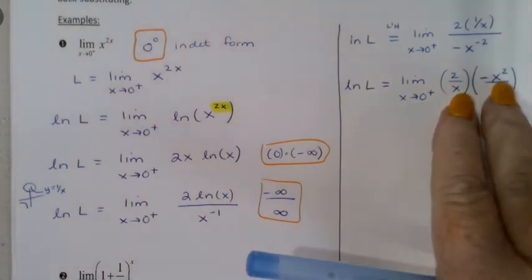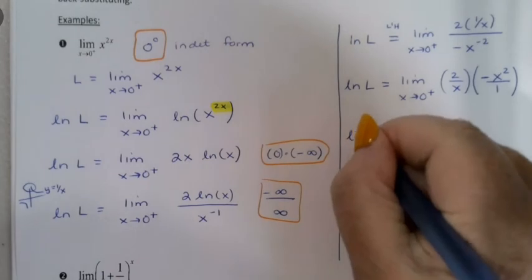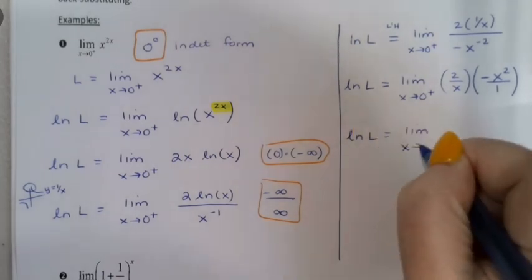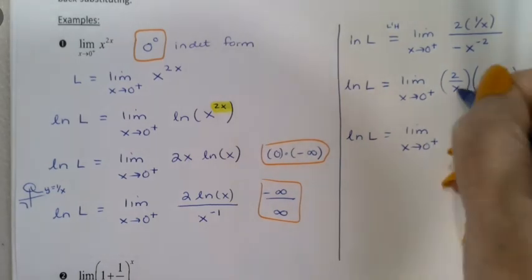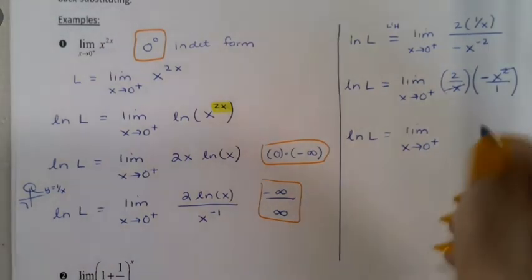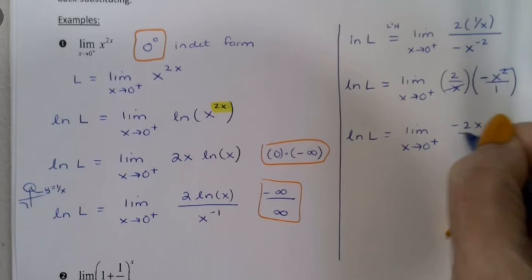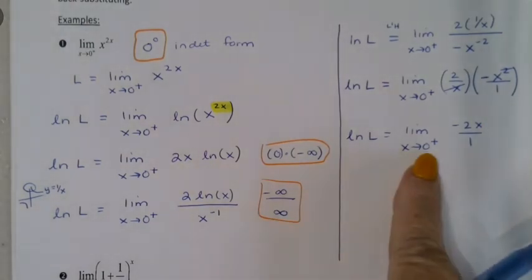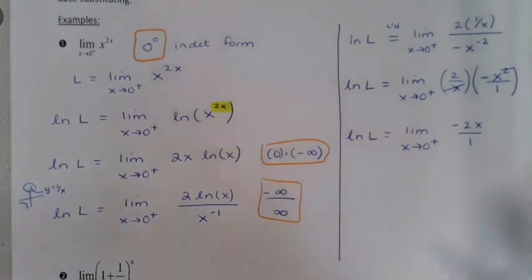Well, now I could reduce. I can cancel out one of those x's. And I have negative 2x over 1. And so as x goes to 0, that just becomes 0.